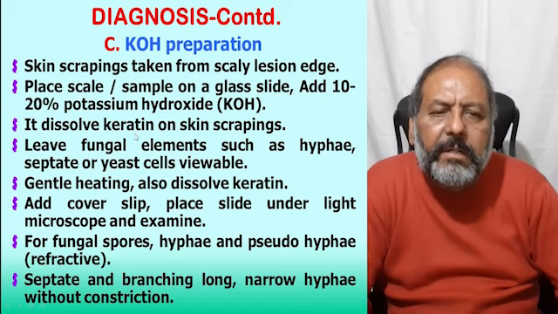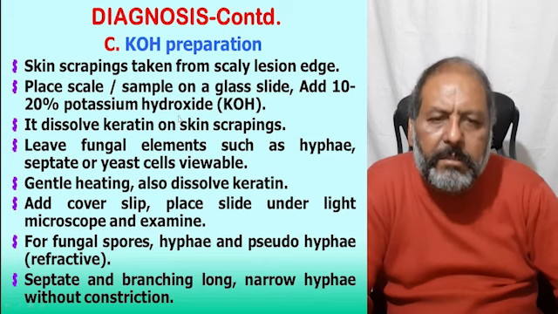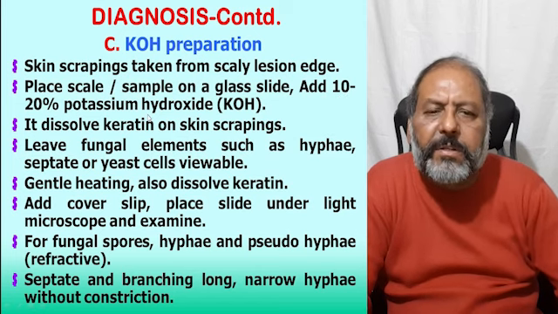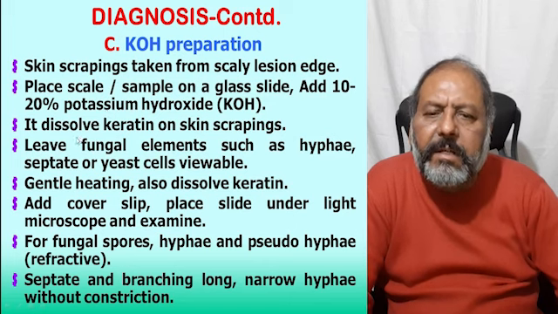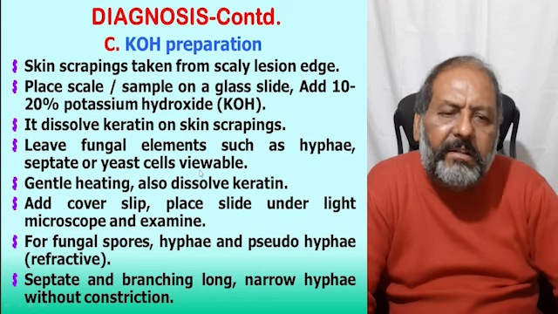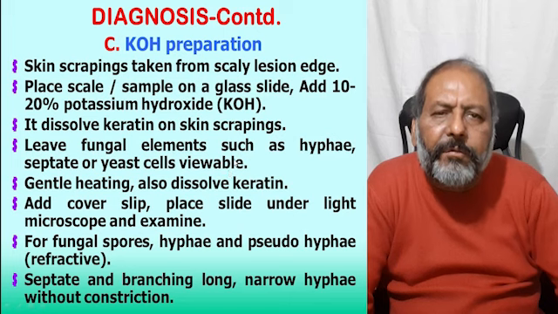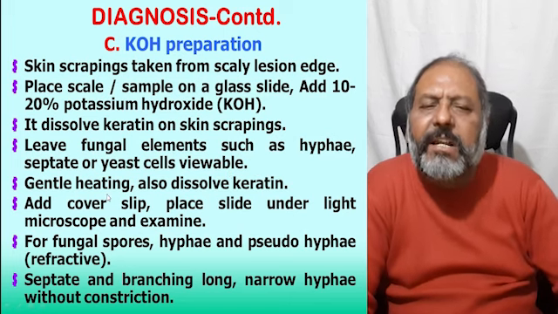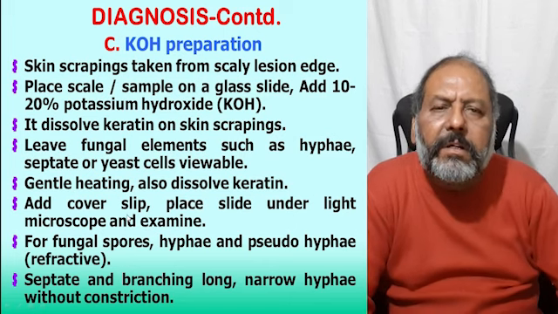Skin scrapings taken from the scaly lesion edge are placed on a glass slide, and we add 10 to 20% potassium hydroxide, or KOH, solution, as it dissolves keratin in the skin scraping and leaves the fungal elements, such as the hyphae, septate or the yeast cell, viewable away from the keratin embedment. Gentle heating also dissolves the keratin. Add a cover slip.